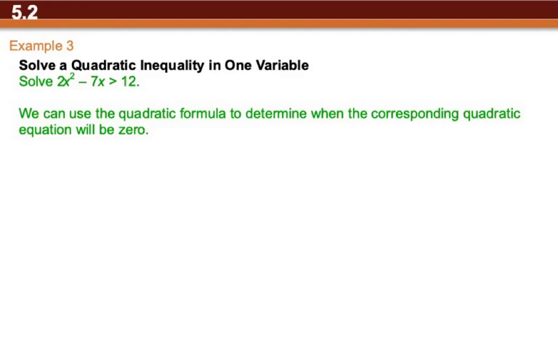So another example of solving a quadratic inequality, except this time now we have a non-zero side. Since it's a quadratic, we're going to have to at some point convert this to a quadratic equation to solve it. We do need to get a 0 on one side, so we subtract 12 from both sides. We can accomplish that. We get 2x squared minus 7x minus 12 is greater than 0.